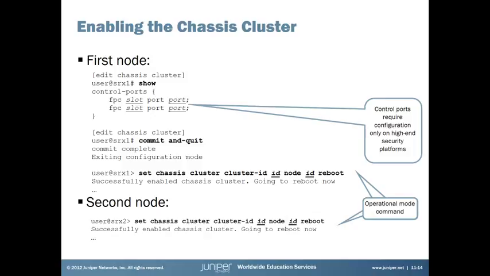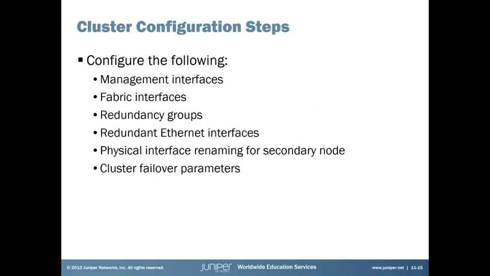On the second node, you're going to set chassis cluster ID and node ID, which is, of course, going to be the other node ID. So there's only node 0 and node 1. The primary will be node 0, the secondary will be node 1. And we'll reboot that one. When it comes up, your cluster should have formed. You need to configure the management interfaces of your devices, so you'll put a different IP address on each of your management interfaces. You need to configure your fabric interfaces, redundancy groups, redundant Ethernet interfaces, and physical interface renaming for the secondary node.